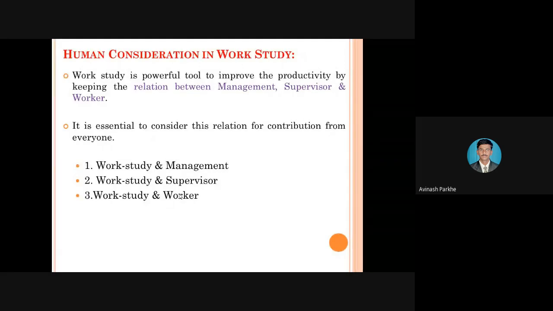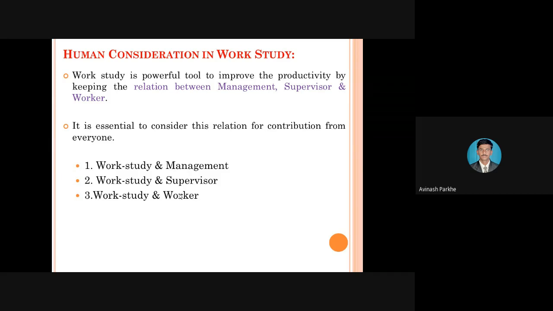Because if the management gives additional things, or gives the maximum benefit to the supervisors and the workers, then and only then can the supervisors and the workers work in an effective manner. Otherwise, only focusing on output without focusing on the supervisors and the workers, it is not possible to increase productivity. Therefore, whatever the higher authorities are there, they have to provide the proper relation between the supervisors and the workers.